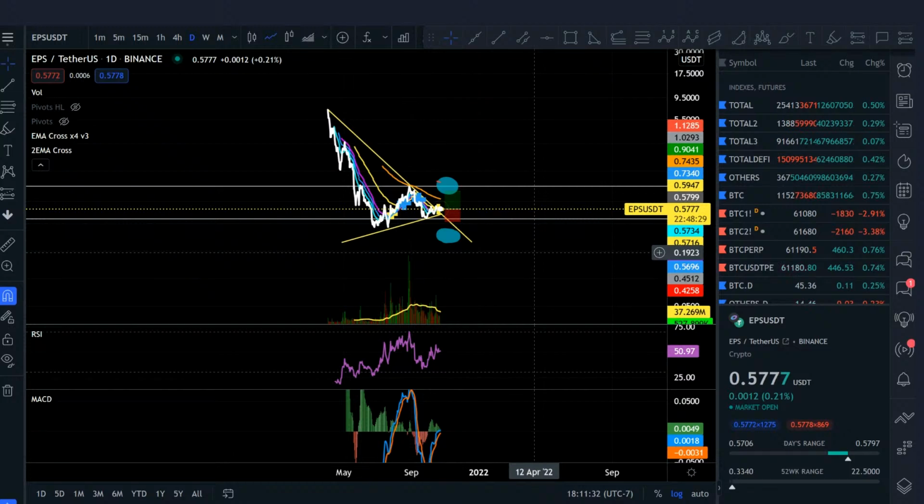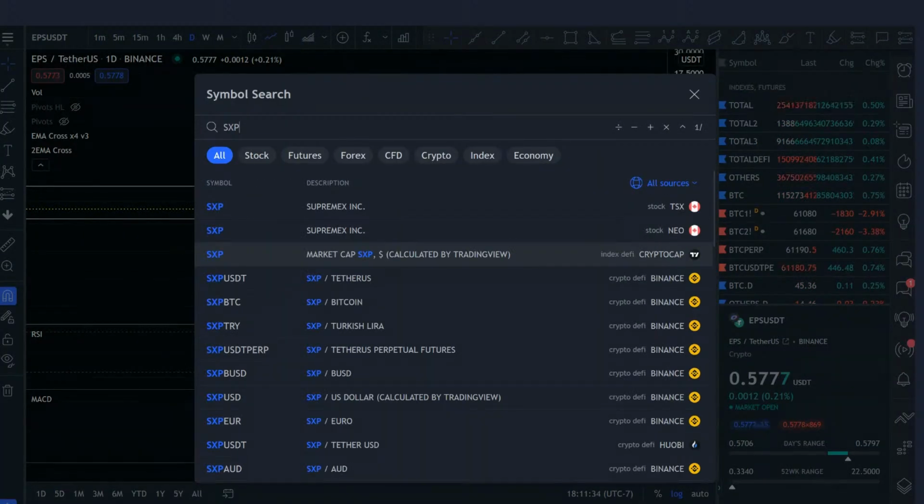All right, next, SXP. Is this a stock on the TSX exchange? Please confirm. Or is it SXP USDT? So I'm going to wait for that. Go ahead and tell me, is this a crypto or is this a stock?